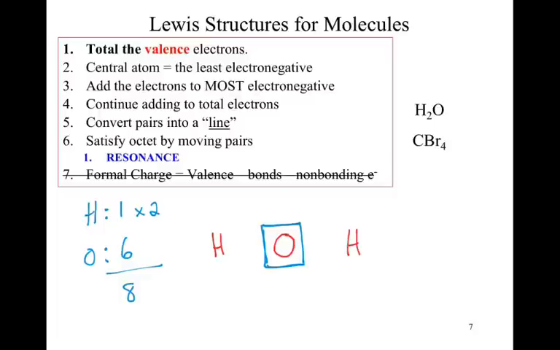I will now add electrons into my structure to the most electronegative, which in this case is the oxygen, and I will add them in pairs around that oxygen. I will continue to add electrons until I've achieved my total. Well, I've added my 8 electrons, so I cannot add any more to the structure. I'm done with that. So I now move to step 5. In step 5, if I have a pair of electrons between atoms, I turn it into a single line. If I have multiple pairs between atoms, that just means multiple lines.